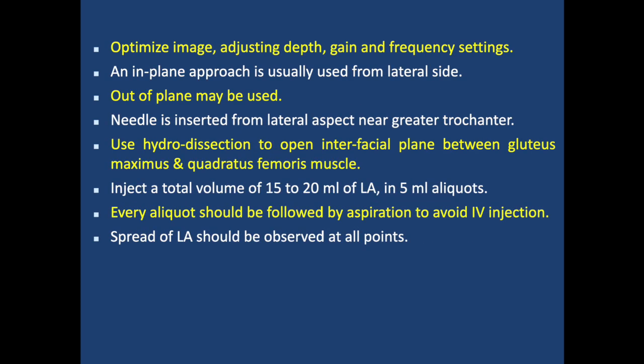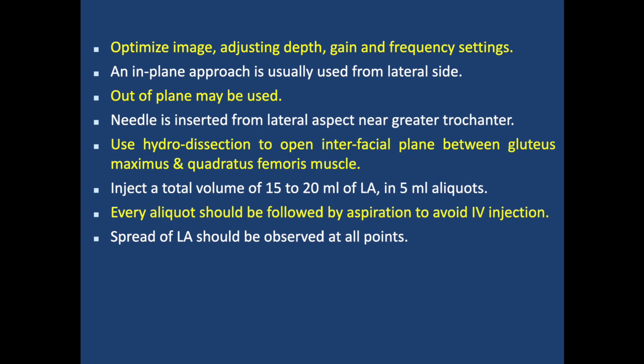We optimize the image, adjust depth, gain and frequency setting. An in-plane approach is usually used from the lateral side. Out of plane may be used. The needle is inserted from the lateral aspect near the greater trochanter. We use hydrodissection to open the fascial plane between the gluteus maximus and quadratus femoris muscle.